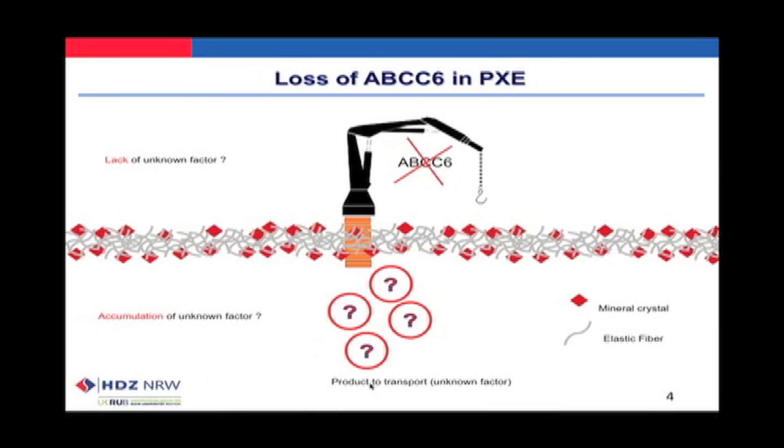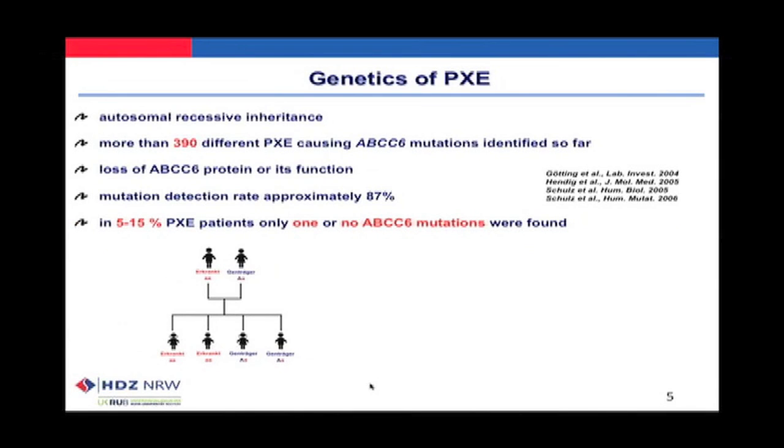When ABCC6 is damaged through mutations, or when ABCC6 function is lost, we propose that this unknown factor accumulates inside of the cell, and that on the outside there's a lack of this unknown factor. In consequence, elastic fibers, which are normally located near barriers where we think ABCC6 is located, get mineral crystals deposited in or beside them, and consequently they get damaged and broken, and then there is damage to the tissue structures.